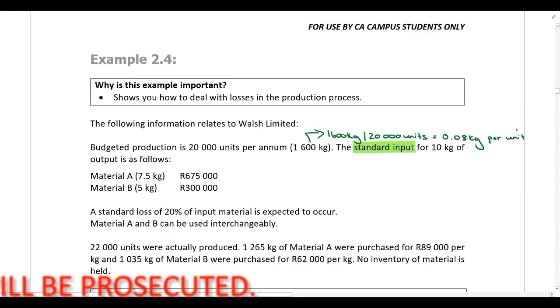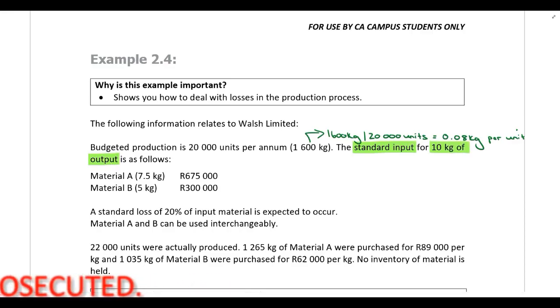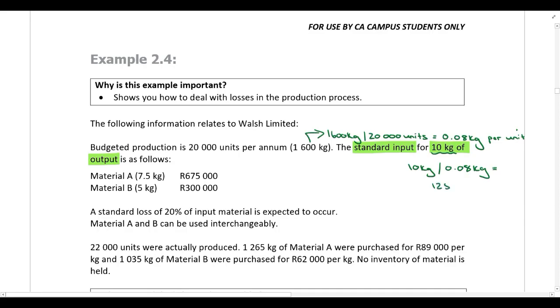The standard input for 10 kilograms of output is as follows. All right, so if this is 10 kilograms of output, and we know that each unit is 0.08 kilograms, that means that this information is for 125 units. All right, so all of this information that you're going to be provided with is for them to produce 10 kilograms or 125 units of output.